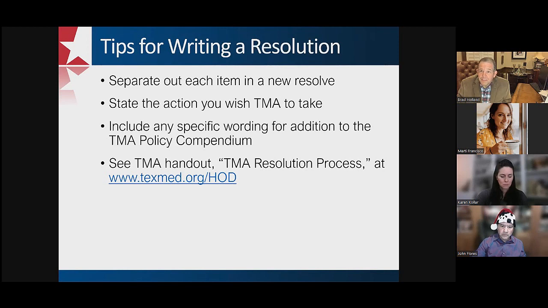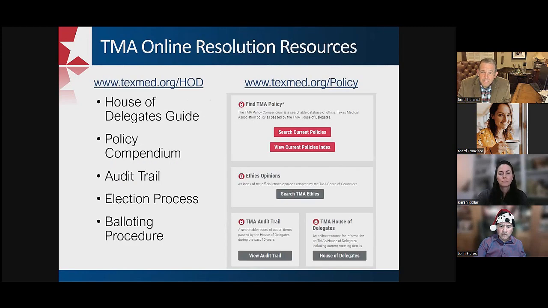And if you have questions about this process, you can go to our handout, the TMA resolution process, at texmed.org/HOD. Let's expand on that in the next slide just a bit, because there really is quite a bit available at texmed.org under House of Delegates. On the left side, you can see a House of Delegates guide. You'll be able to see the policy compendium, the audit trail. There'll also be something about the election process. And after January, there will be the speaker's letter, which talks with specifics about the election process in 2023 as we approach TexMed 2023, and then the balloting procedure as well.